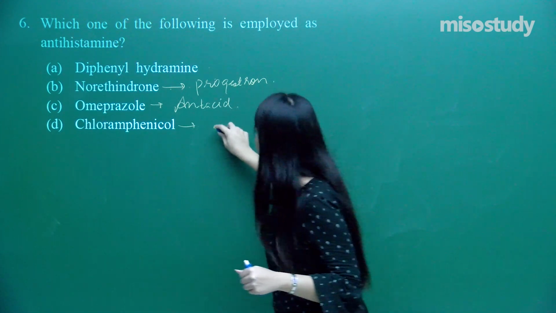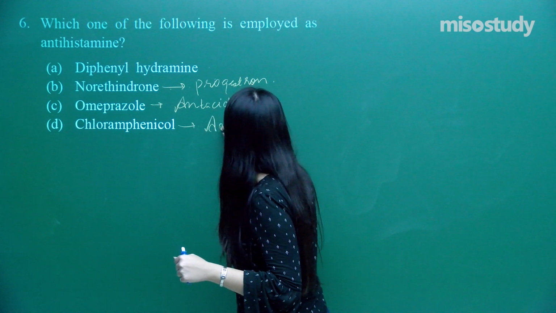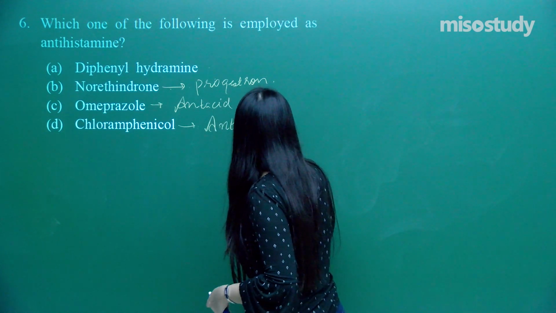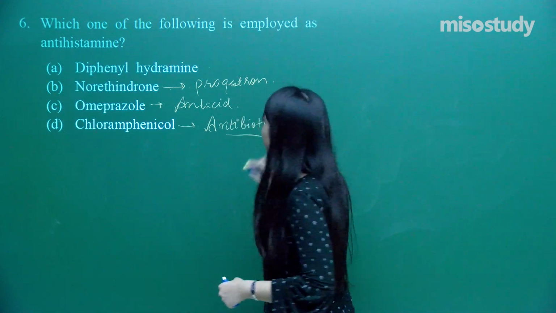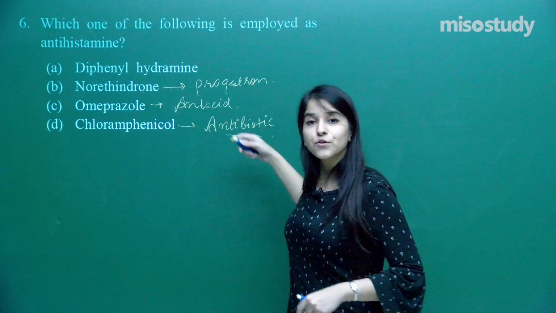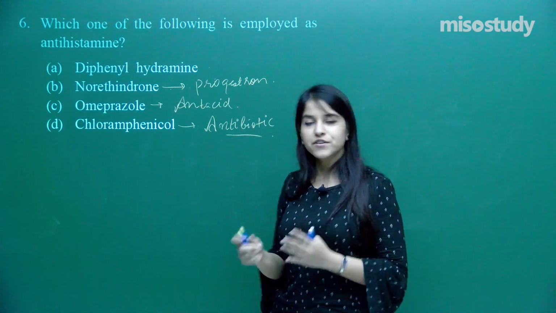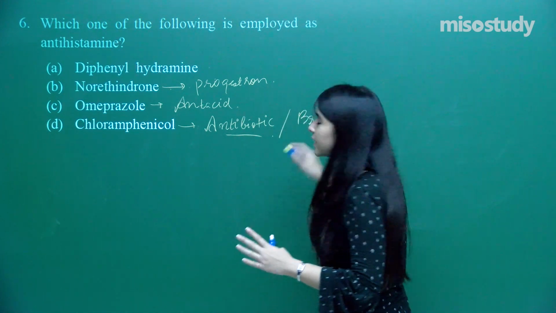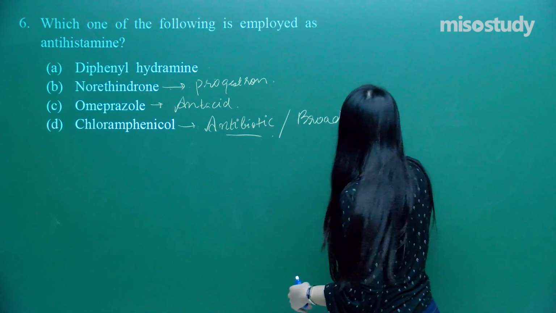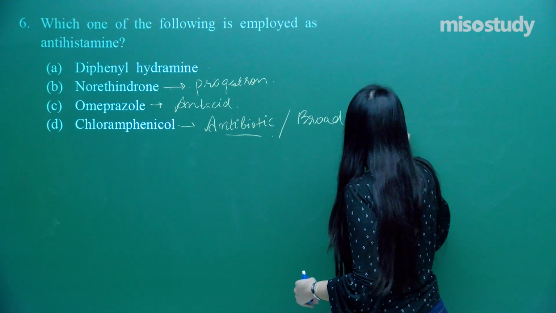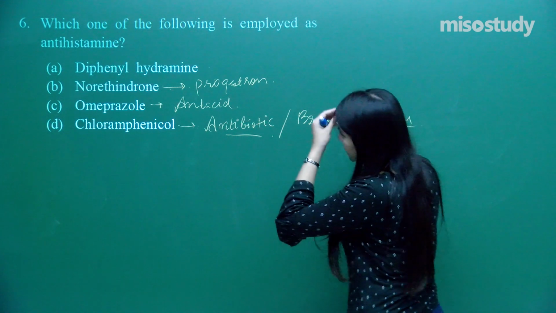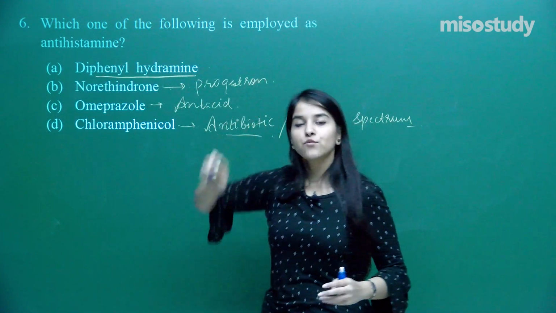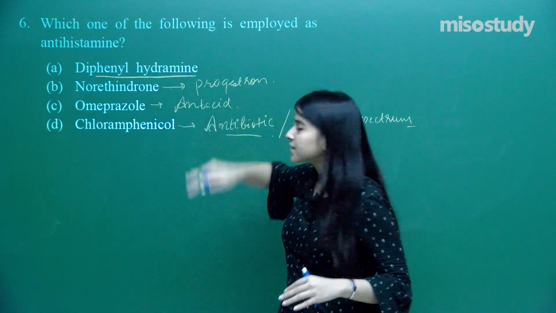Chloramphenicol is actually an antibiotic. So I hope you all have remembered this, and it is also a wide range broad spectrum antibiotic. That means broad spectrum means killing a range of bacteria. So we have gathered all the information regarding the three. What do we have left with? Diphenylhydramine. What is the structure? This is definitely an antihistamine.